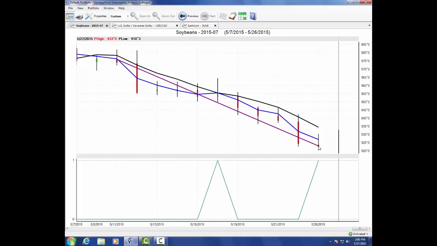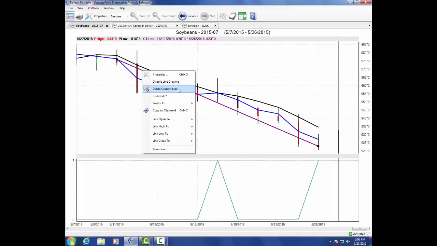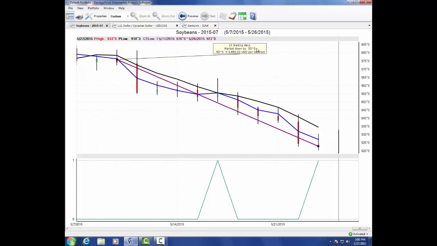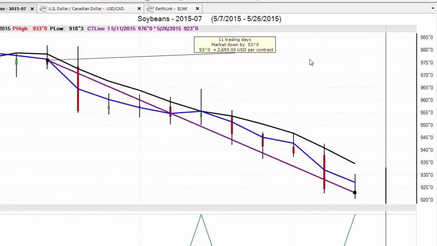Nothing too crazy about picking that out on the chart, and you can see very easily that as long as that blue line stays below the black line and you hold that position, I drew this little purple trend line to see what we would have done. In 11 trading days, in every contract of soybeans, you'd make $2,600 profit in just 11 trading days.